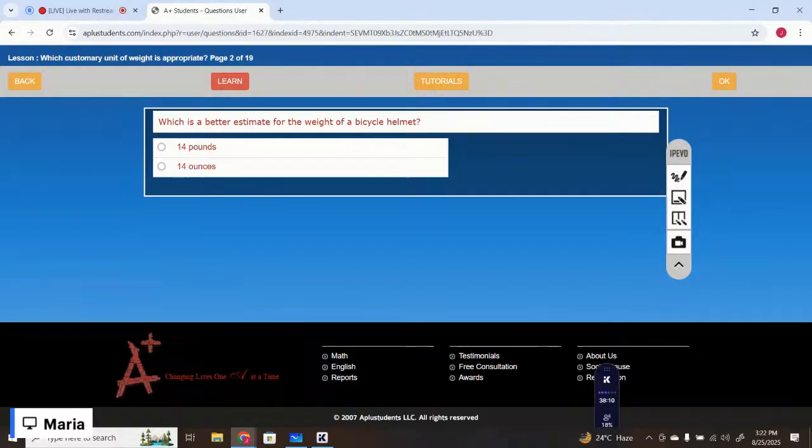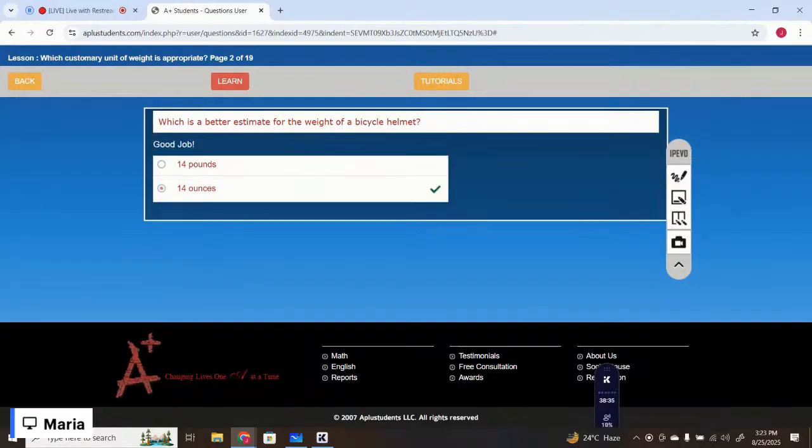Which is a better estimate for the weight of a bicycle helmet? That is the bicycle helmet, so it would be 14 ounces, because 14 pounds is too much for the helmet.